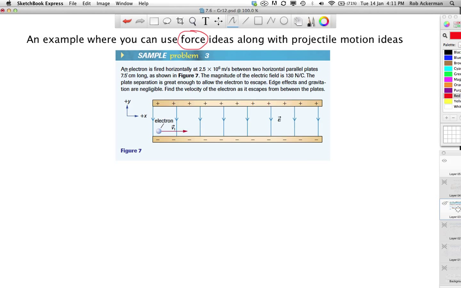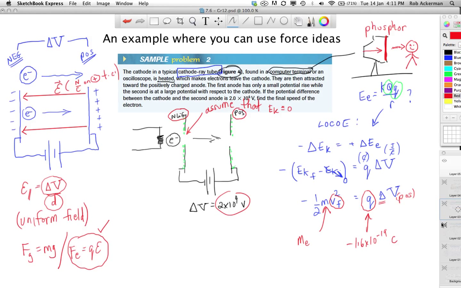It says that the electron is fired at 2.5 million meters per second into these parallel plates. Question, how did it get going this fast? Answer, by doing this to the electron. I should have mentioned before, we have a name for this kind of apparatus, the device that accelerates electrons to really high speed. It's known as an electron gun. All right? And this is a component of a cathode ray tube that you would find in your computer terminal.